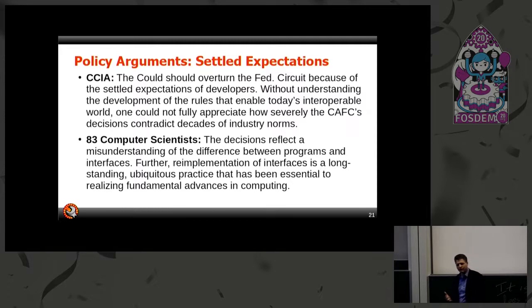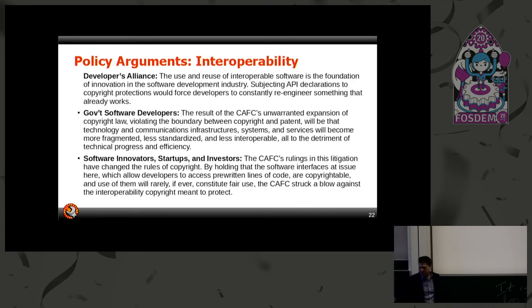I've grouped these in terms of various themes. A lot of people said, this has been essentially the law for decades. You're going to be overturning a lot of settled expectations. This group of people were saying interoperability is a core benefit that fair use is designed to enhance. Both in terms of copyrightability and in terms of fair use, if we don't allow this sort of competitive reuse to occur, we're going to lose the benefits of interoperability.